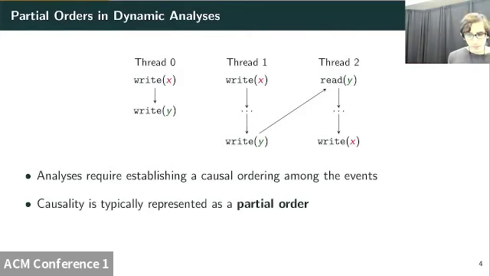And to reason about the presence of a bug, a critical step in virtually all dynamic analysis for concurrency is to establish a causal ordering between the events of the execution. And causality is typically represented as a partial order. For instance, edges in this figure represent the ordering relations that we have in this execution. So let's now see an example of how these orderings are actually added.